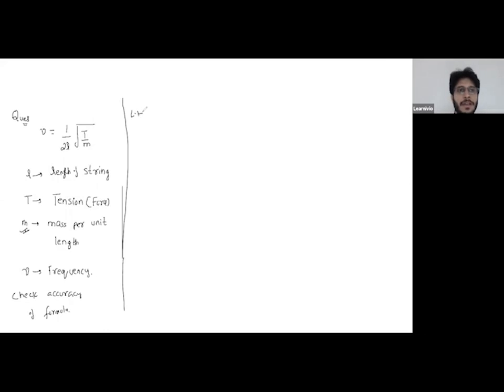Say, the left hand side is frequency. So the dimensions of LHS is only T minus 1. In the right hand side, you have 1 by 2L root over T by m. If I write the dimensions, then the dimensions of RHS come out to be 1 by, then 1 is dimensionless, 2 is dimensionless, L is length, L1. It's root over T. T is tension. Tension is force, which is M1 L1 T minus 2.